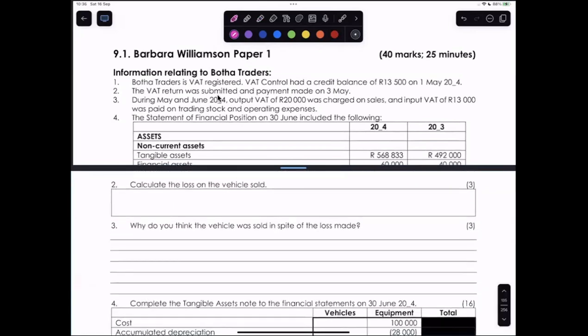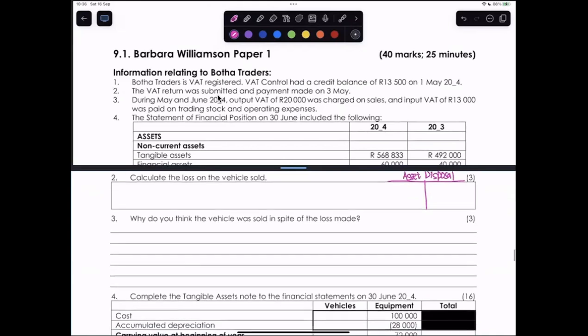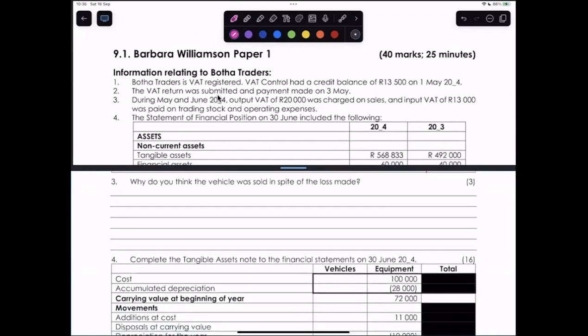We then need to calculate the loss on the vehicle sold. When calculating a profit or loss on vehicles sold, the easiest way to do it is to draw up an asset disposal account. It is possible that there's another way of doing it. If, for example, they gave us the carrying value and the selling price, you can then just look up the difference. But if they give you the cost and the accumulated depreciation, the easiest is to use a T account for it. Why do you think the vehicle was sold in spite of a loss made?